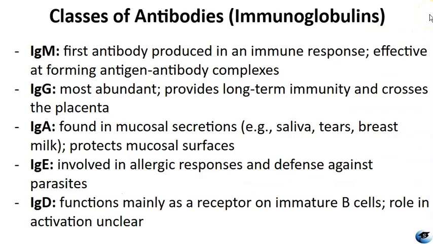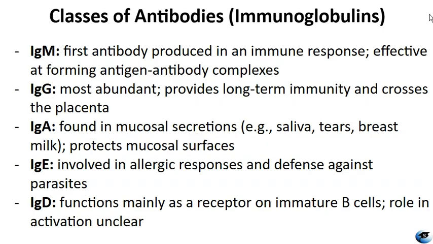Now let's discuss the 5 major classes of antibodies, also known as immunoglobulins, that each play a distinct role in immune response. So let's begin with IgM. IgM is the first antibody produced when the body encounters a new antigen. It's especially good at forming antigen-antibody complexes, which helps initiate immune defense quickly, and its large size makes it effective at neutralizing threats early in immune response.